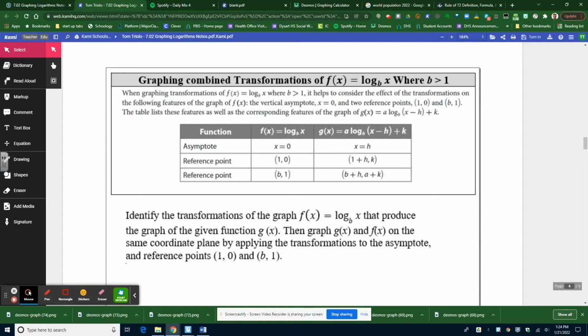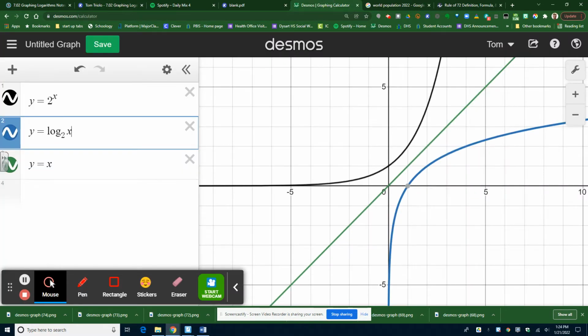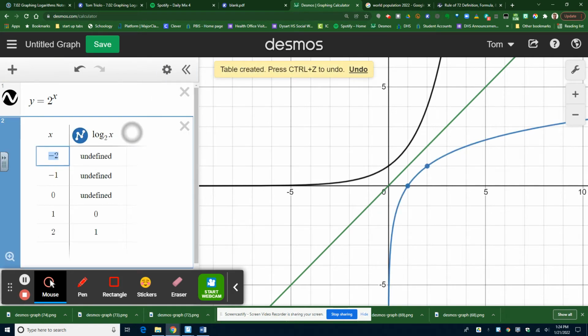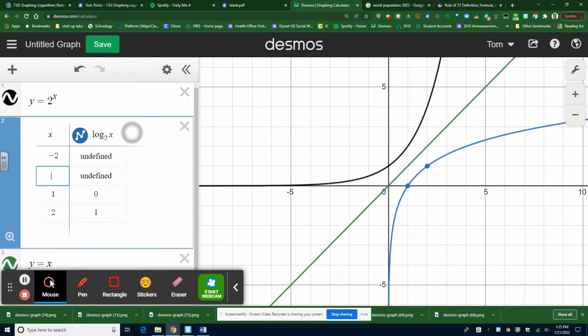The other reference point is if we take the base to a specific power. Let's look at this one, real simple. I'm going to change this into a table. Why are all those undefined? Because they're negative. Why can't we have negatives? Because of the asymptote. What's your base? 2 to any number, will it ever be negative? No. Since our base isn't negative, we can't have negative numbers. So we're just going to get rid of those.